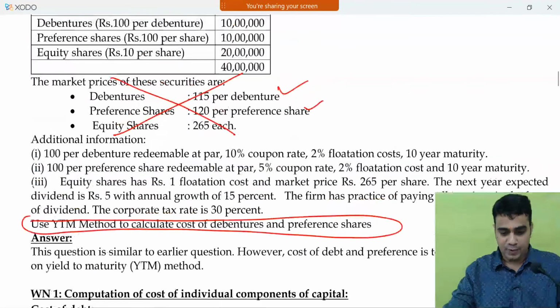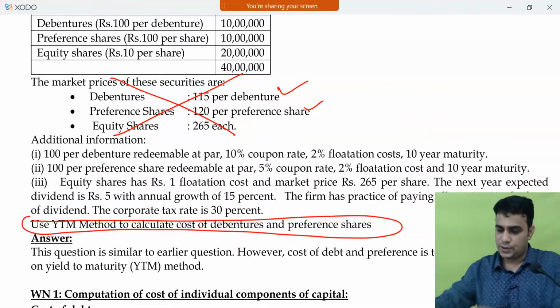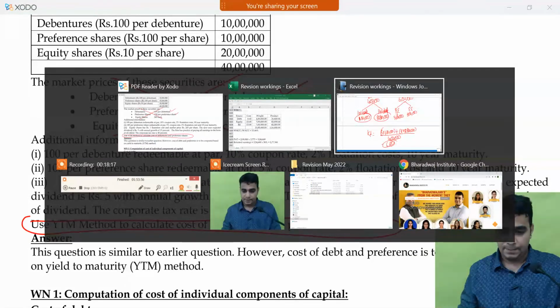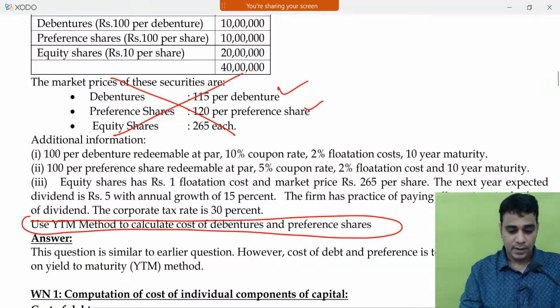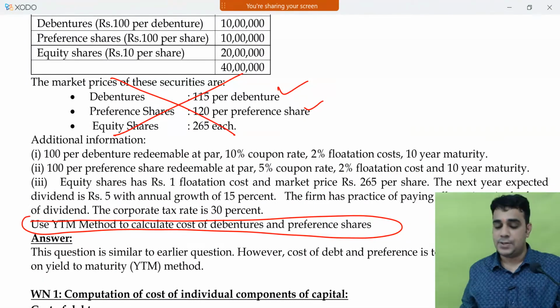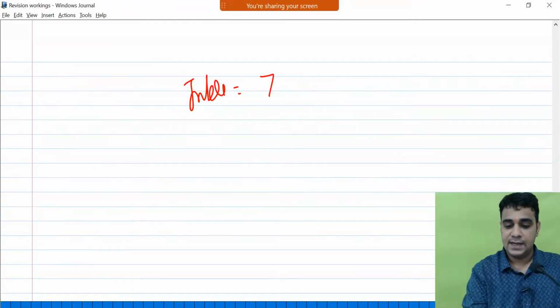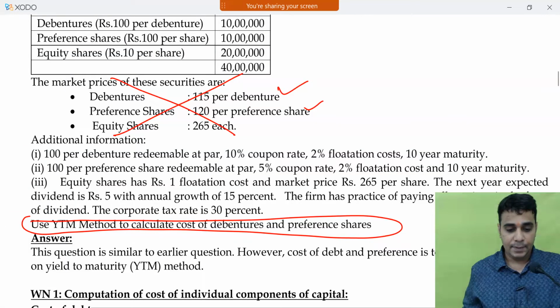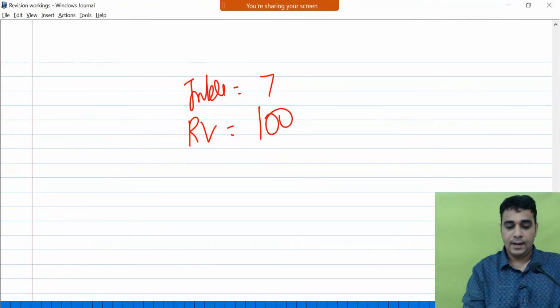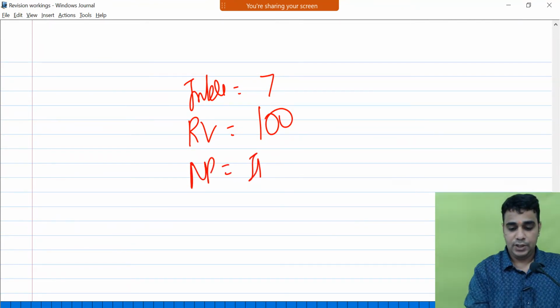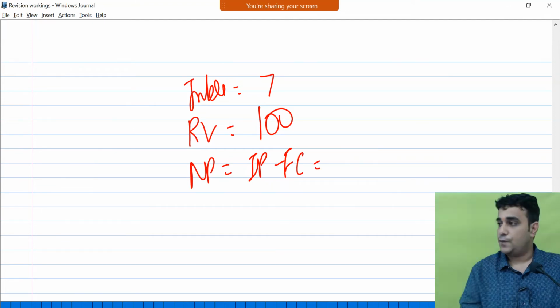Let me do this because one of you has told me to do a YTM solution. So let's do this quickly. Let's first take the basic information. In this question, the interest is 100 per debenture, redeemable at par, 10% coupon rate, the tax rate is 30%. So interest is 7 rupees after tax. Then you have interest after tax, redeemable value. Redeemable value is 100. Net proceeds is issue price minus flotation cost.